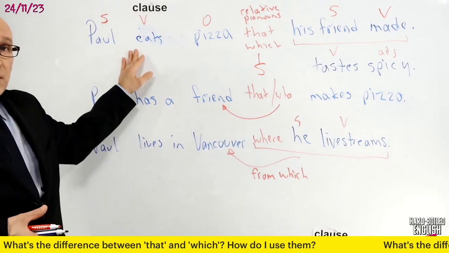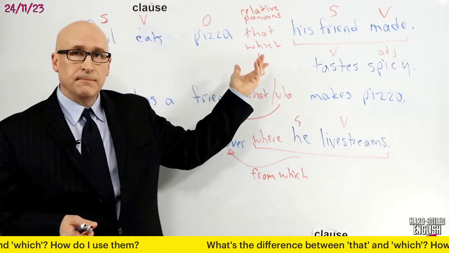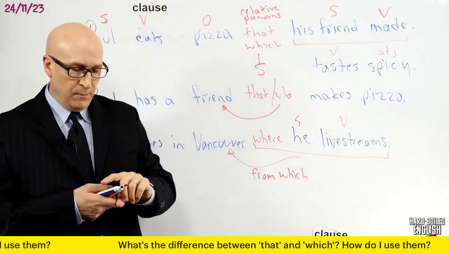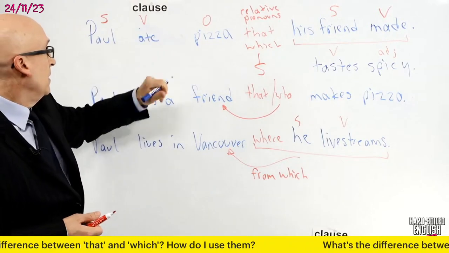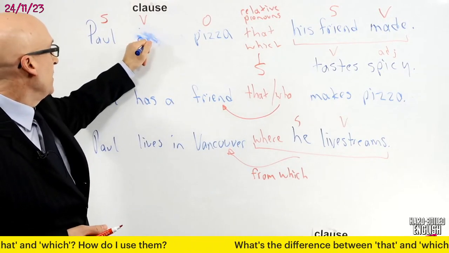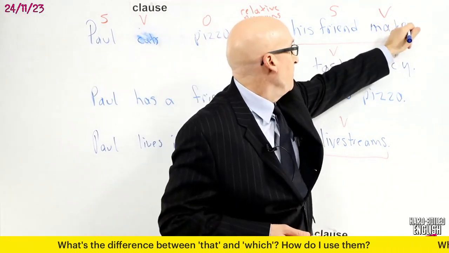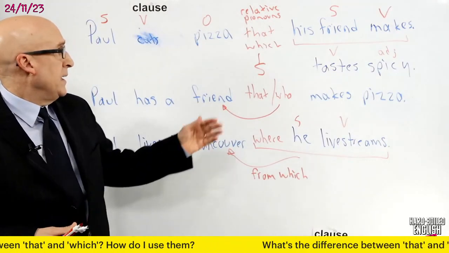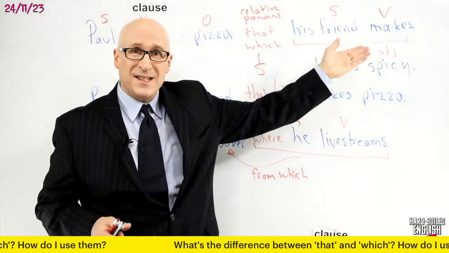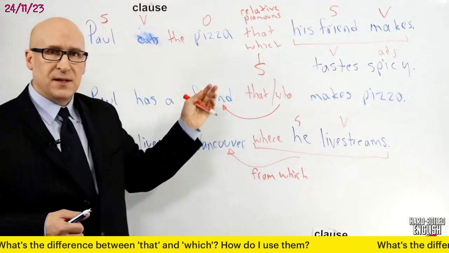Now, let's go back to the first one because this is the most common. Paul eats pizza, which his friend made. Or Paul ate the pizza. Well, let's use simple present. Paul eats pizza which his friend makes. Okay, quite often. Now, if this information is essential, like when we had the, Paul eats the pizza, which pizza?